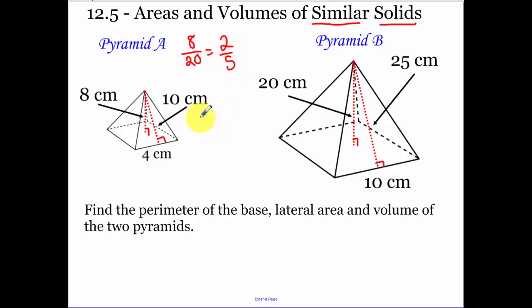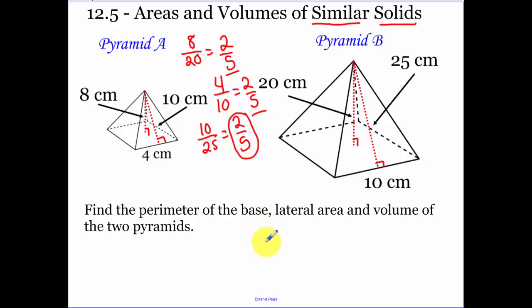Now, are the rest of these corresponding parts in that same ratio? Well, let's look at that. 4 to 10. When I reduce that each by 2, that's also 2 to 5. And then our slant height, 10 to 25. When I reduce that each by 5, we also get 2 to 5. So all of our corresponding parts are going to be in proportion, and our scale factor, notice, is 2 to 5 because that's the same ratio. So therefore, our pyramids are similar.